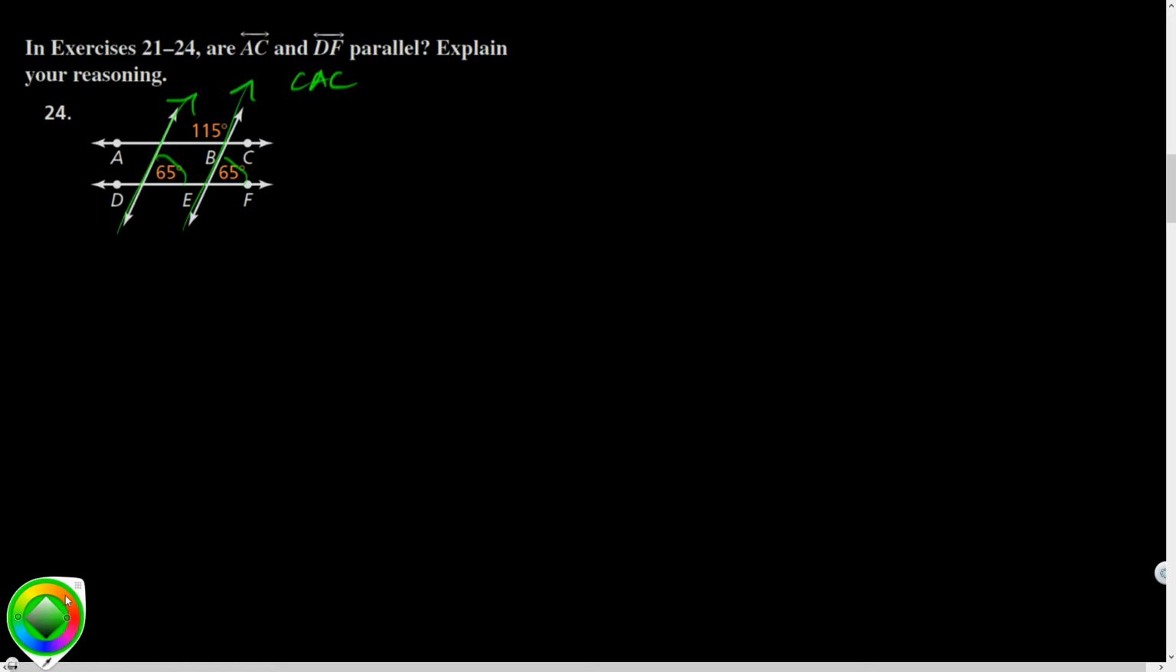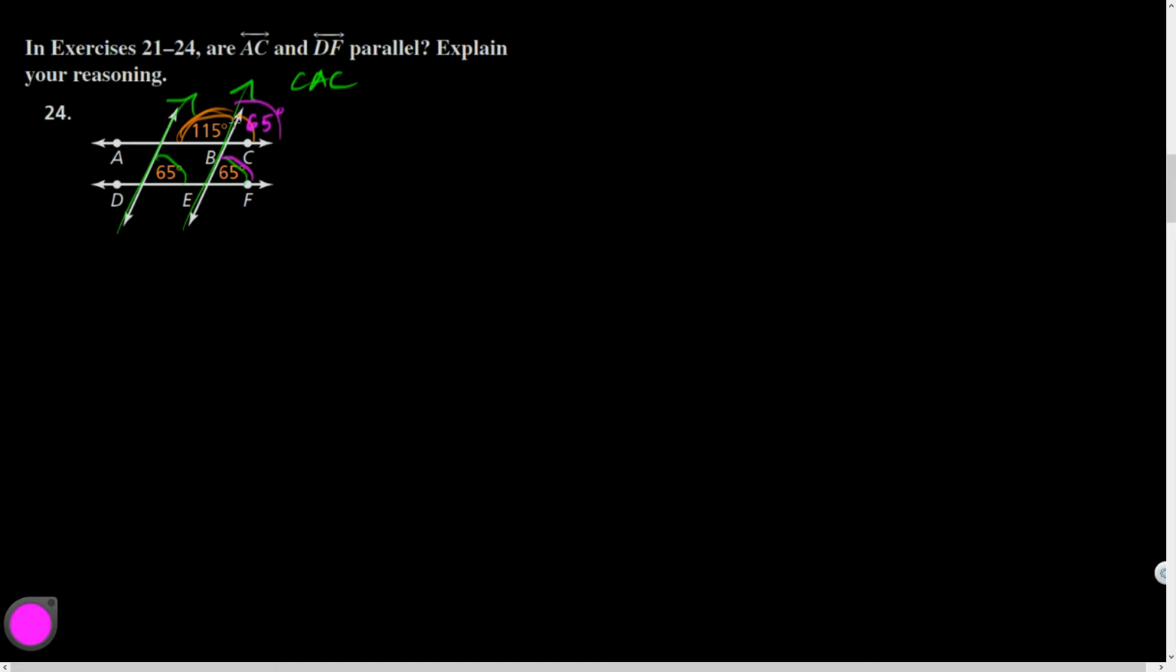Well, let's see what I can do, friends. So this one's a hundo 15 degrees. If that's 115, linear pair, what's this angle going to be? Well, it is, in fact, going to be 65 degrees right there.